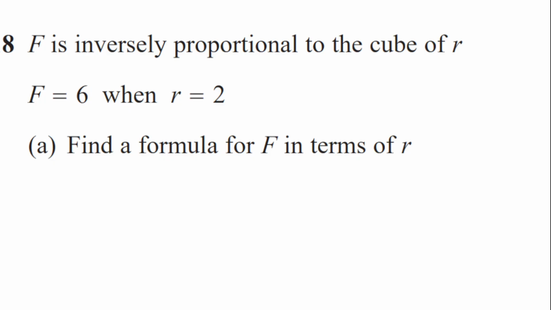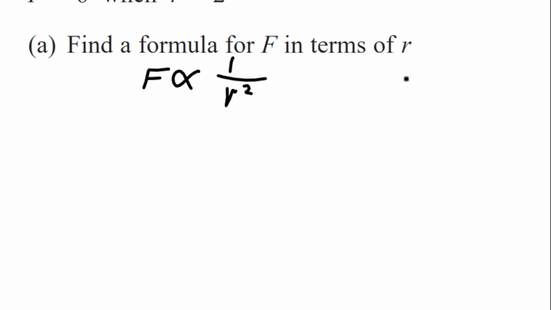So what I will do first, I write the proportional. So f, oh, this is very big. F is proportional. Inverse is going to be 1 over the cube of r, r cube. Then change this into an equation. So that means f is equal to k divided by r cube. I'm sorry, it's not squared, r cube.